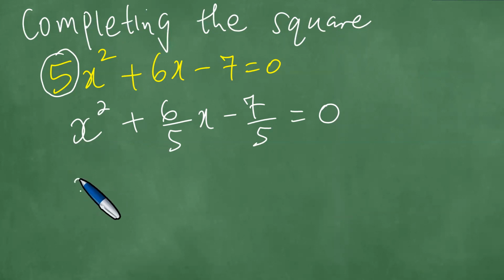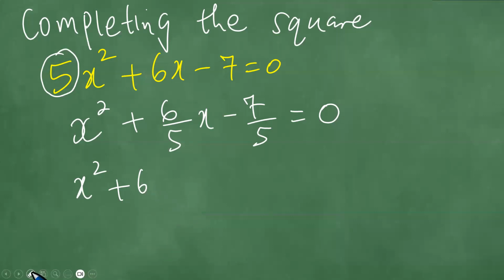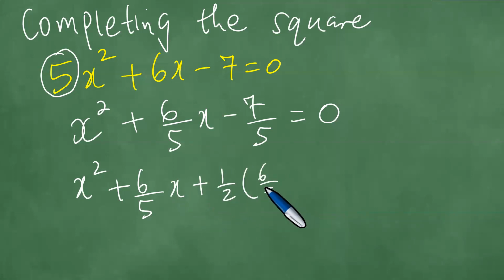To complete the square, we take half the coefficient of x. We take half the coefficient of x.